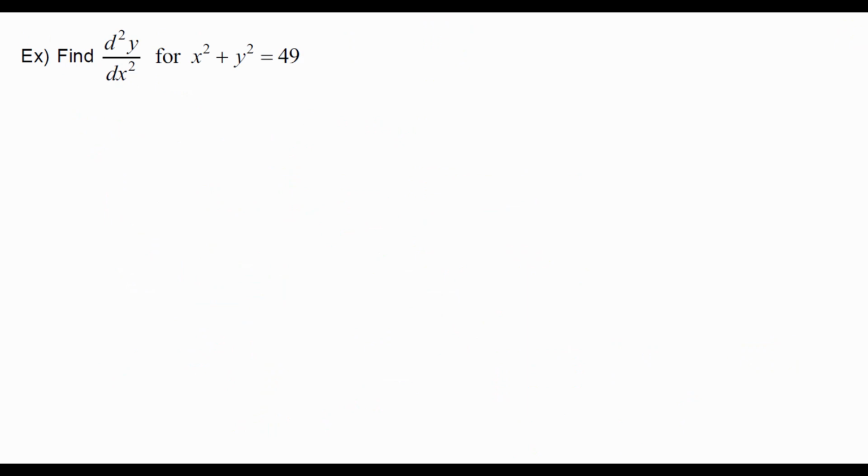Last problem. Find d squared y over dx squared for x squared plus y squared equals 49. Guys, do you remember this? What's d squared y over dx squared? Yes, second derivative. They want you to find the second derivative of y. And to find the second derivative, we need the first derivative first. So let's find the first derivative.